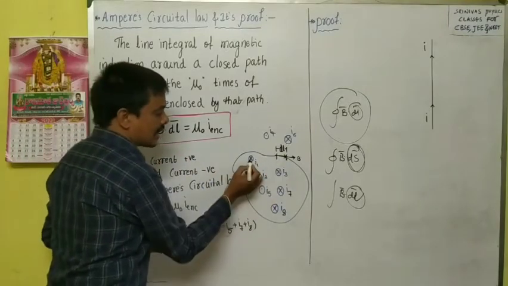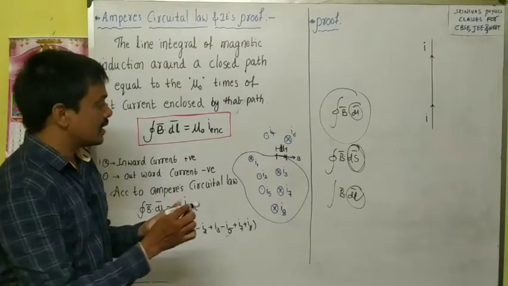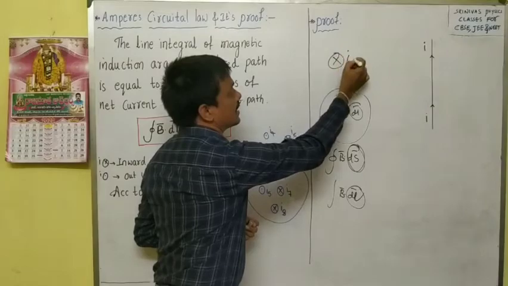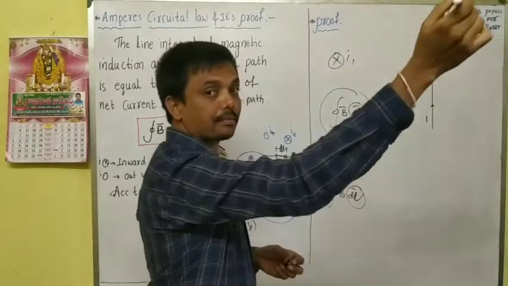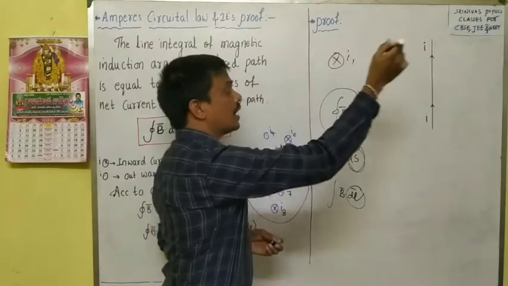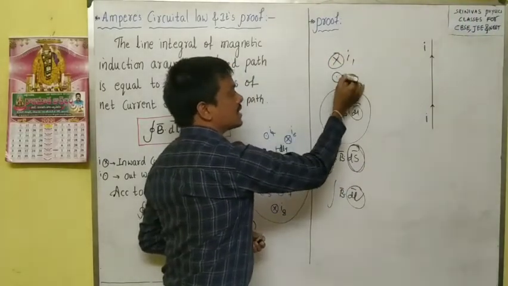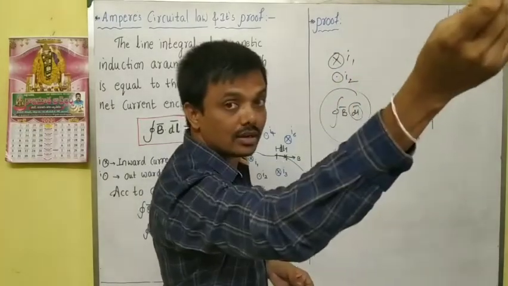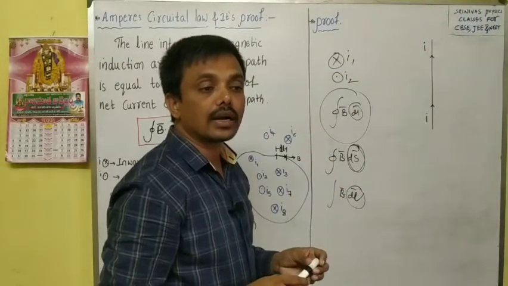This is a current carrying wire. How will the current be there? This I1, like this star, means the current carrying wire is perpendicular to the plane of the board and the current is entering into the board. And this one, like this, means the current is coming outward from the board and it is perpendicular to the board. Outward current and inward current.